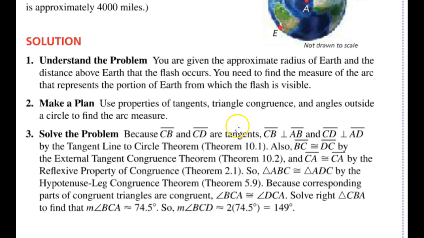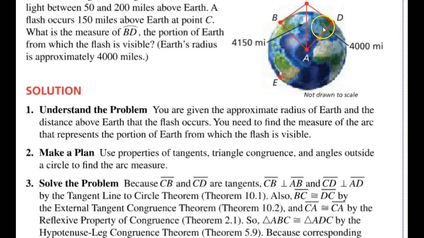I know that those are tangents to my circle because it's the furthest place and it touches at one point. So I know that these angles right here, angle B and angle D, would both be right angles. I also know that BC is going to be congruent to DC because they're external tangents to the same circle. That's the external tangent congruence theorem. They come from the same point and they're both tangent to the same circle, so they are the same length. I also know that CA is the same thing as CA, because it's the same line.